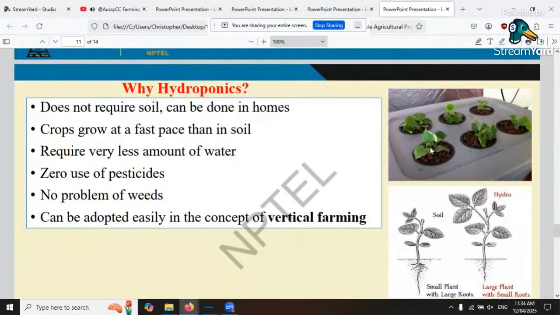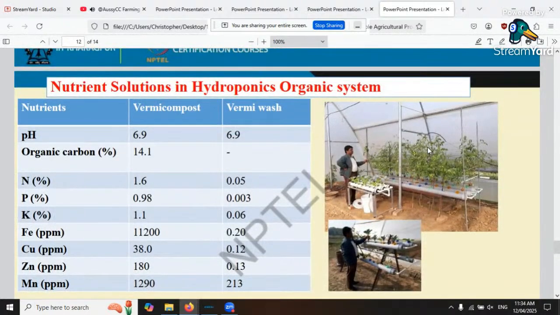You can get some bonuses because it does grow faster. You'll see nutrition deficiencies faster. And the way that you'll put into your organic hydro would be to use vermicompost, vermiwash. Here's an example. They've got nutrient solutions for your organic system. Isn't that amazing? So it can be done.